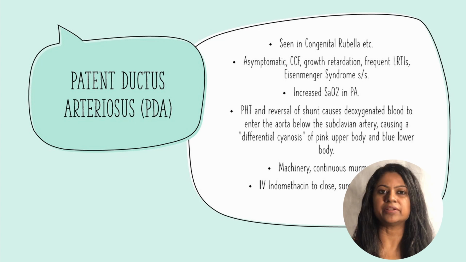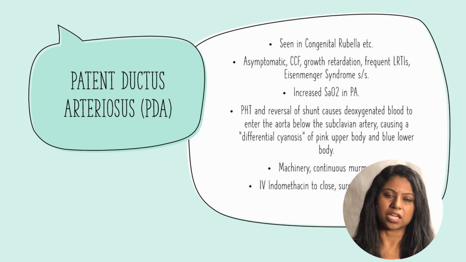Over time, pulmonary hypertension may develop, which may cause a reversal of shunt in the patent ductus arteriosus, causing deoxygenated blood to reach the lower extremities, leading to a differential cyanosis. In differential cyanosis, the upper body is pink or acyanotic, whereas the lower body is cyanotic or blue.